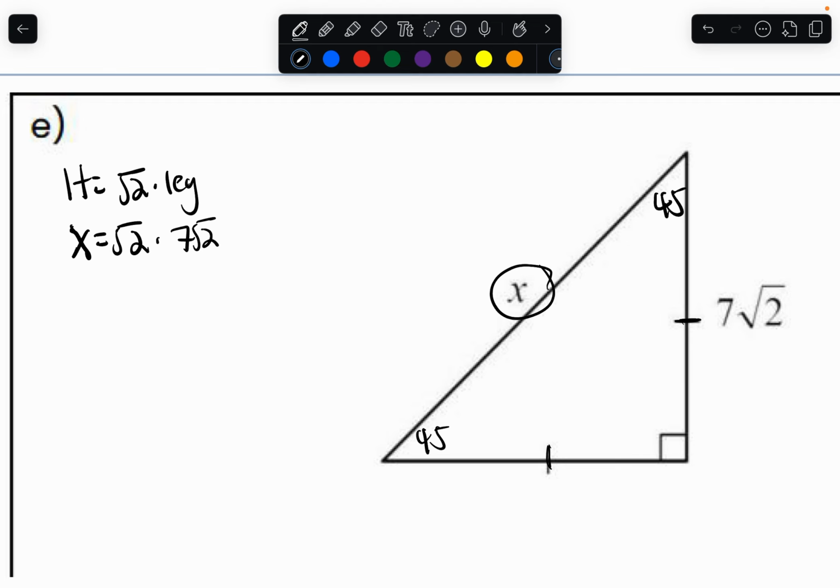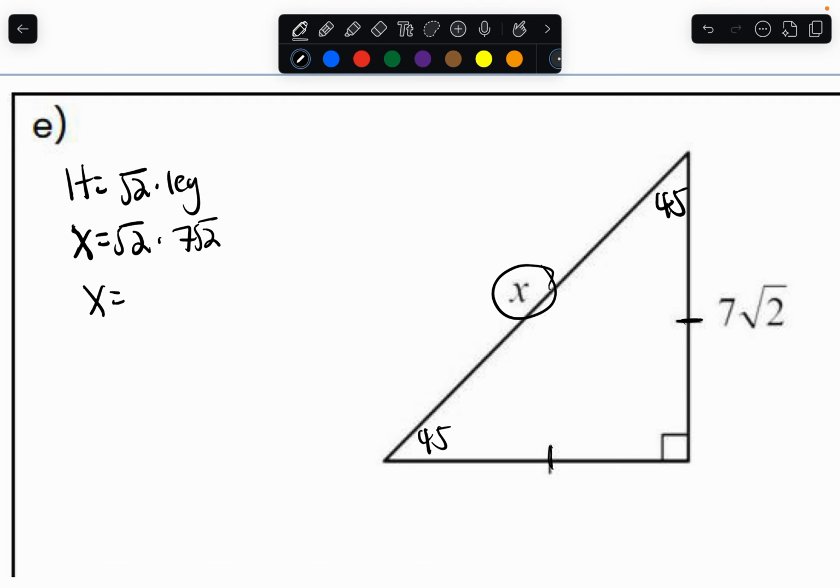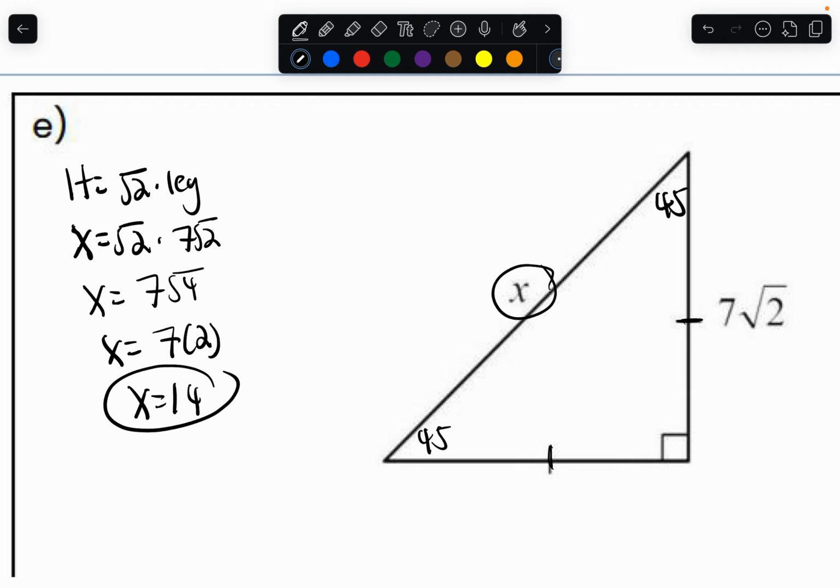Now let's multiply them together. So this will be x equals 7 square root of 4. Now, the thing is that you know that the square root of 4 you can simplify because the square root of 4 is actually just 2. So this will be instead 7 times 2, which will give us 14 as my answer. This is a very easy one.